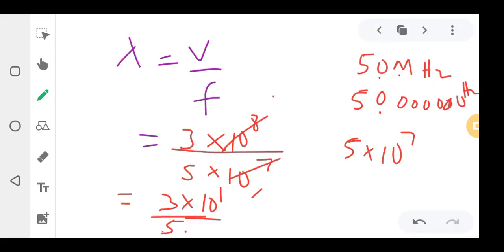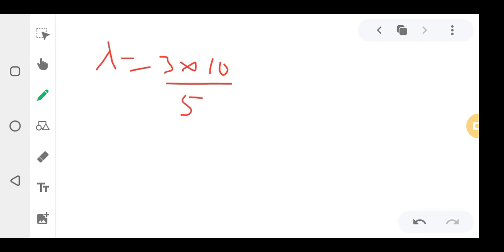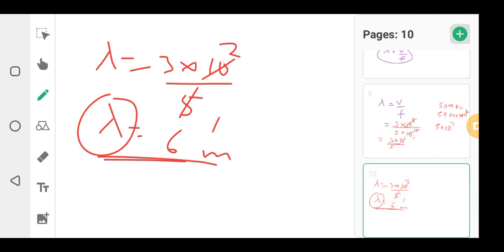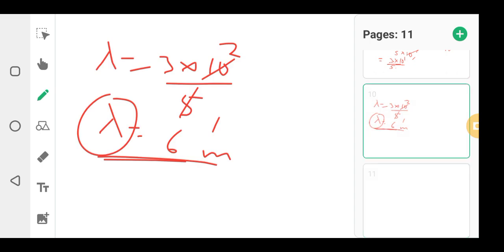5 down. There's 5 here down. Over 5. So that will be equal to 2 into 5 into 5, 1. 5 into 10 is 2. So 6 meters. Why? Because lambda is length, it's wavelength. So 6 meters. Have you seen? That's how you calculate. That's the answer.